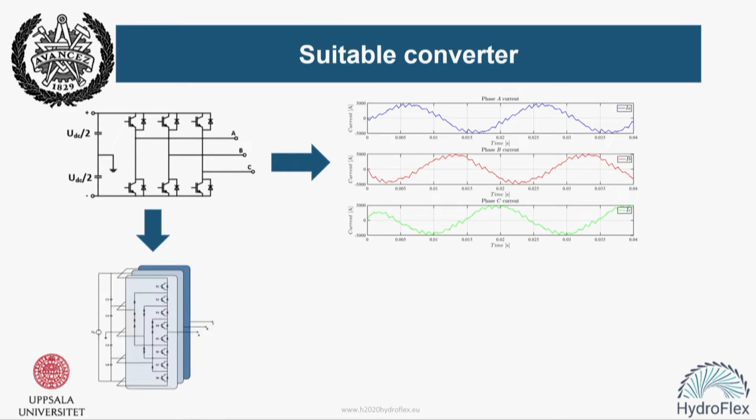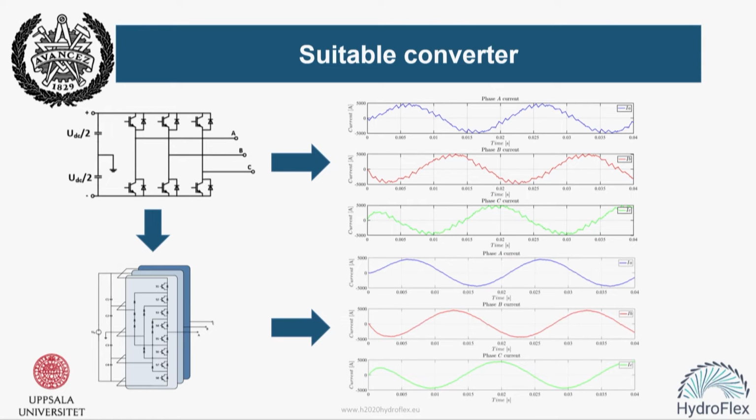So are there other topologies? This is being investigated at Chalmers. So here you have a multi-level converter, instead of just 2 levels that you switch between, you have several levels, and then you get currents which are much nicer looking like this.